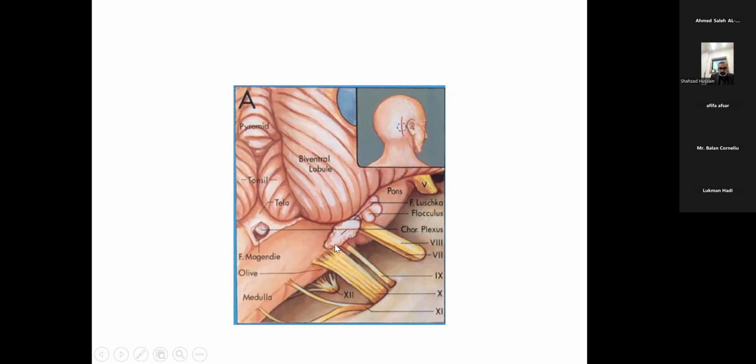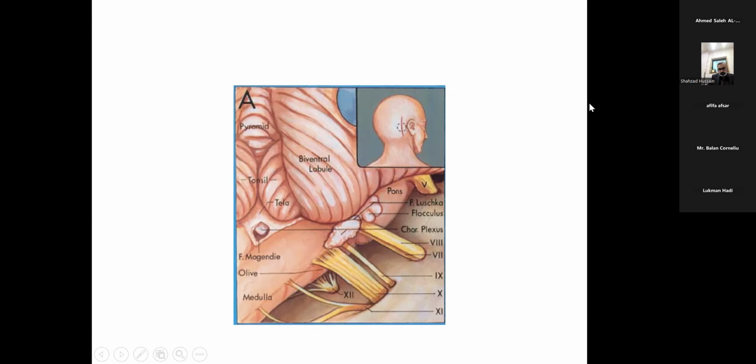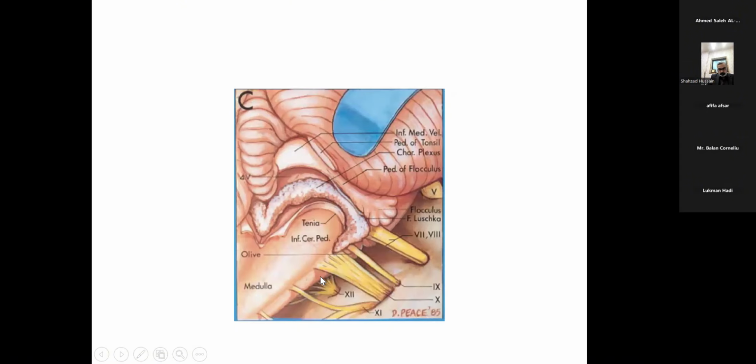We can appreciate, as we were talking about, that the 9th, 10th, and 11th cranial nerves tend to exit from the post-olivary sulcus, which is present between the olive and the posterolateral surface of the medulla. This is the origin of the 9th and 10th cranial nerves, which are then separated by a dural septum as they exit from the jugular foramen. This is the 12th cranial nerve, which tends to arise further anteriorly in the pre-olivary sulcus, which is present between the pyramid and the olive of the medulla.